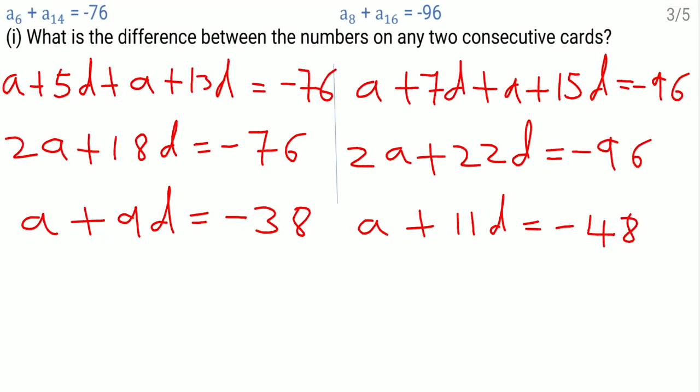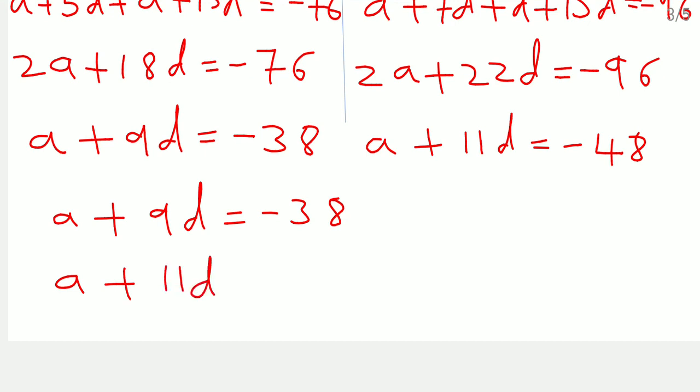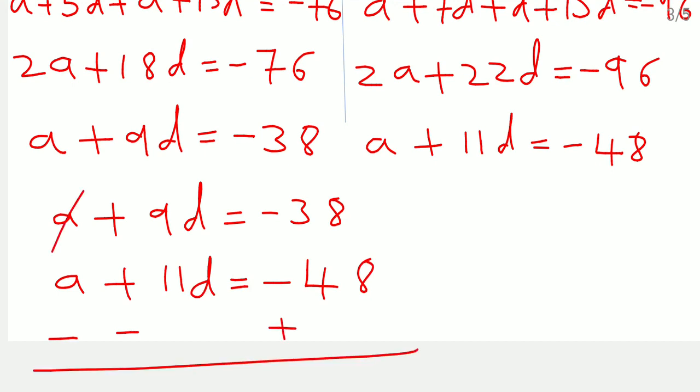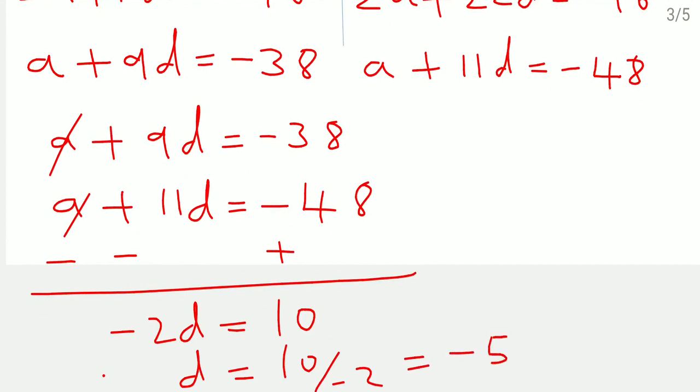I need to get the value of D. So what I will do, I will subtract both the equations. So A plus 9D, which is equal to minus 38, and A plus 11D, which is equal to minus 48. As I am doing the subtraction, I will change the sign of every term. See, this and this got cancelled. Now what is left here? Minus 2D. So minus 2D, which is equal to plus 10. So value of D, which is equal to 10 by minus 2, which comes as minus 5. So I got the common difference between the two consecutive terms, right?